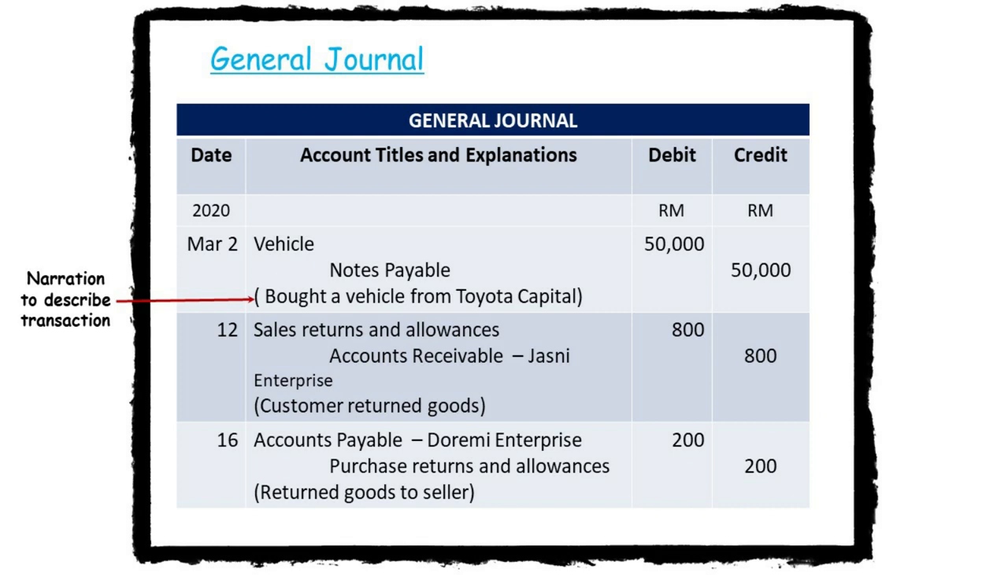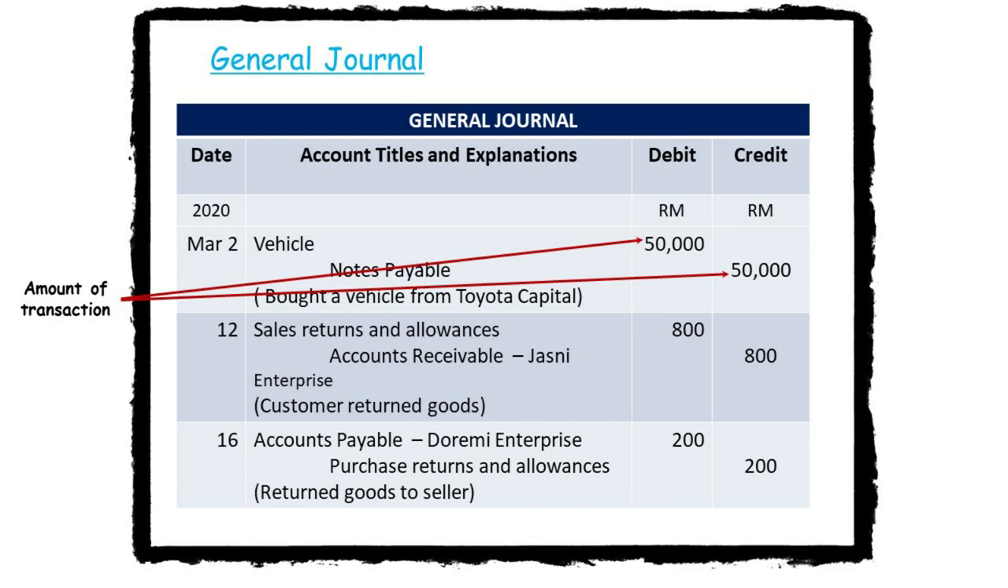After that, a narration or explanation will be written in brackets to describe the transaction. The corresponding amount for each of those transactions will be recorded in the last 2 columns, which are the debit and credit columns.